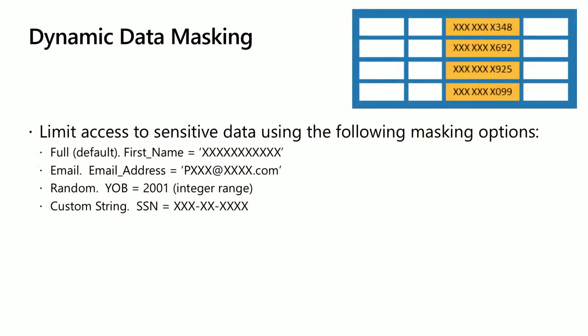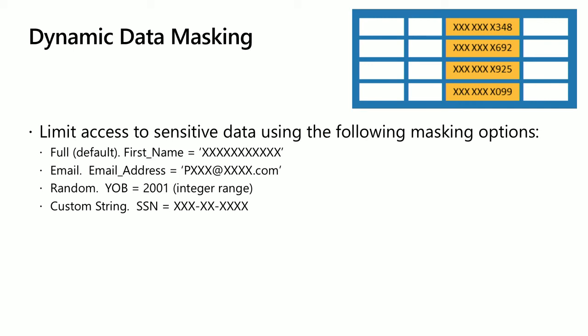So the last one I want to talk about was dynamic data masking. Dynamic data masking is an obfuscation tool you can use to limit access to sensitive data. You've got 4 different options for data masking. You've got the default or full, which just gives you a series of X's with the data masked out. You have an email function, which gives you the first letter, and then you can see how the masking rule is applied there with a .com at the end.